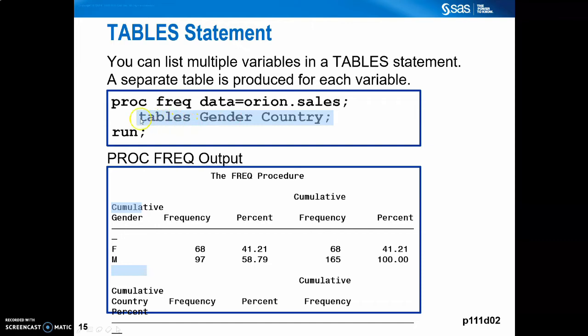So let's say we have TABLES gender country, which means we are going to produce a table for gender and also for country. This is the PROC FREQ output produced from the PROC FREQ command, which involves a TABLES statement that includes two variables, gender and country. So this is for gender. Another one is country, which is not shown here.